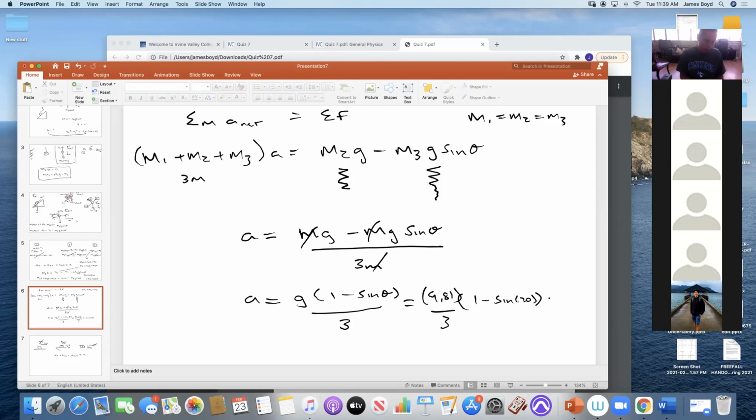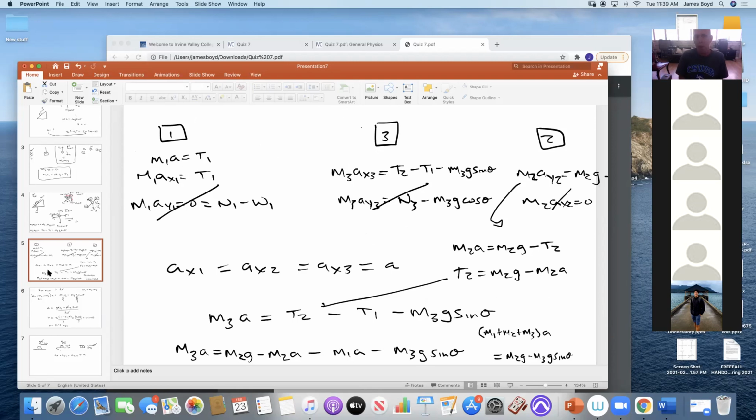9.81 times 1 minus sine of 20, divided by 3, is 2.15. So our acceleration is 2.15. Excuse me, yes, ma'am. Would you please go one slide back? To this one? I don't know what happened to T1. T1 is M1A. So I just, you put it there. Okay, thank you.